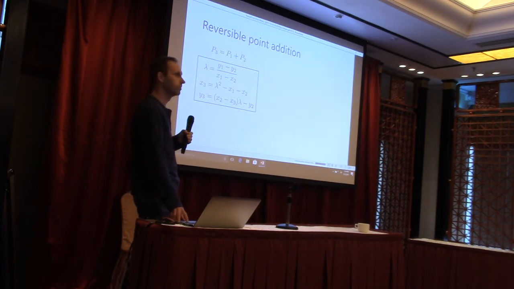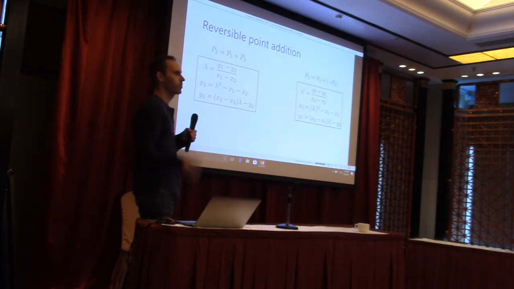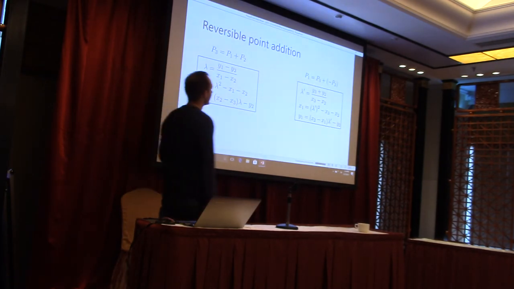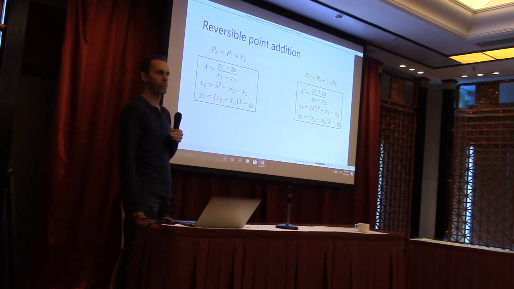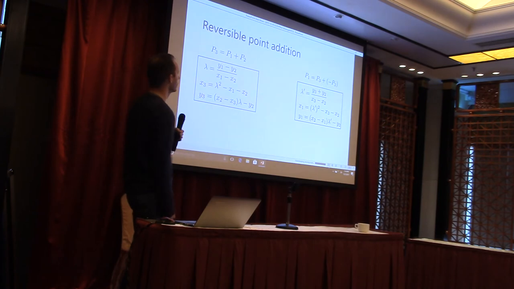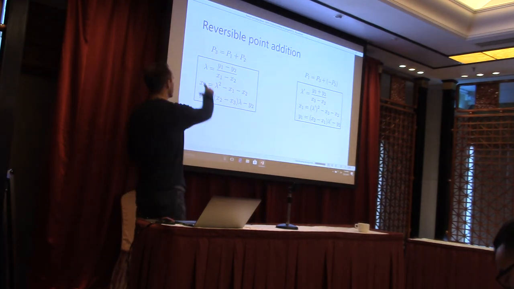And then if we add P1 plus P2, how do we go back? We subtract P2 again, right? So P1 is P3 minus P2, and we can write down the formulas for those coordinates. And when I look at that, we get a different slope. So this lambda, that's actually the slope.